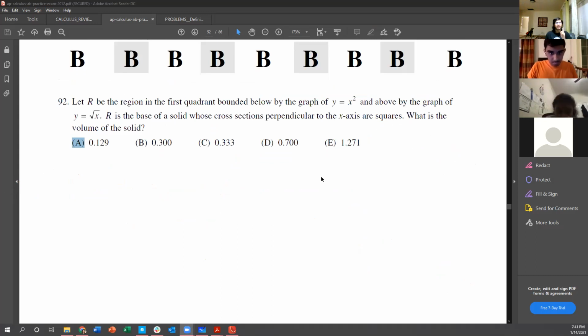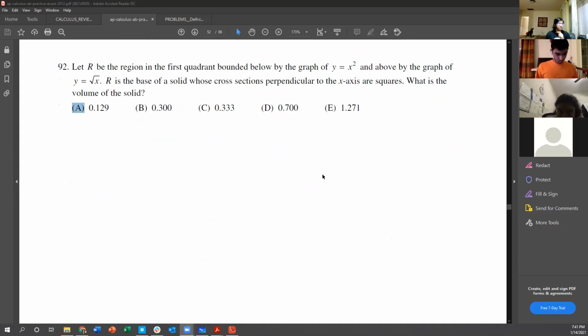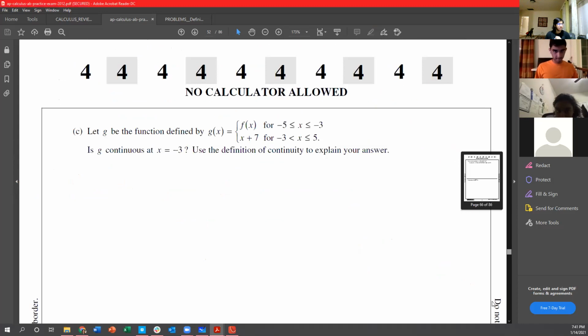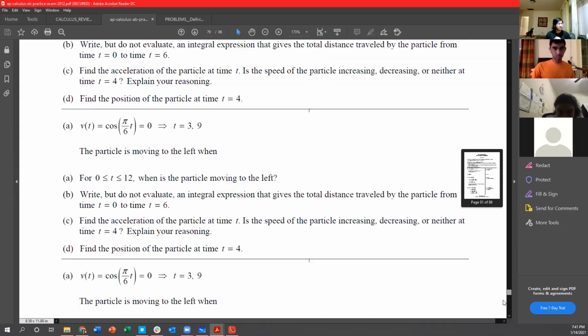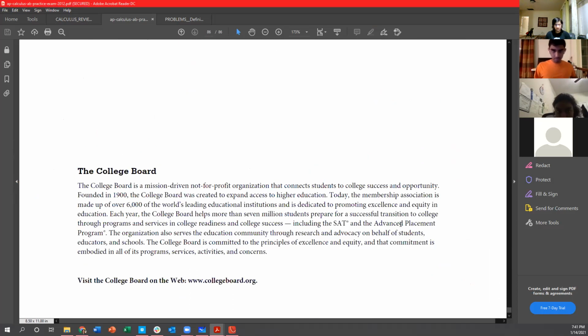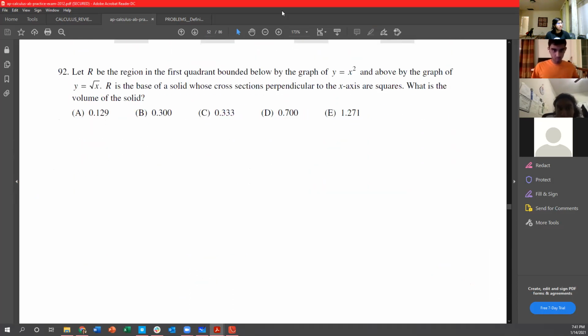Let me just check that one. I'm kind of unsure about that one. So let me just check the answer key for that one. 92. Let me see if that's A. Where's the answer key? 92.